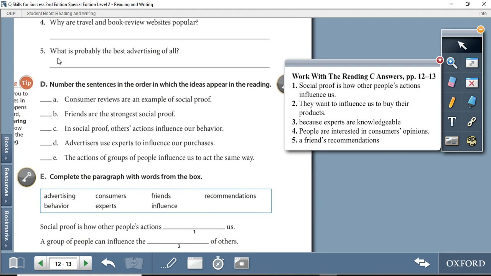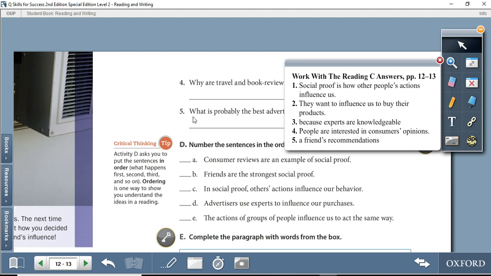Question 5. What is probably the best advertising of all? A friend's recommendation.